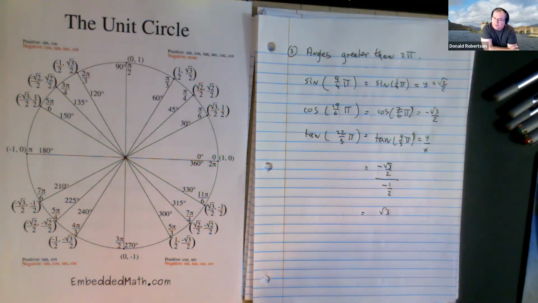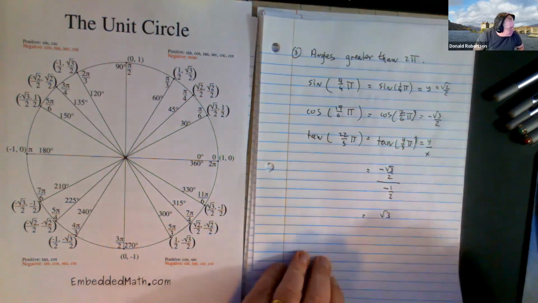Are you comfortable with angles that are bigger than 2 pi, how you would find the exact value? Do I need to do more of them, or, what's the phrase, I'm flogging a dead horse, right? Or a dead donkey, or whatever the phrase is, I can't remember. We're good?